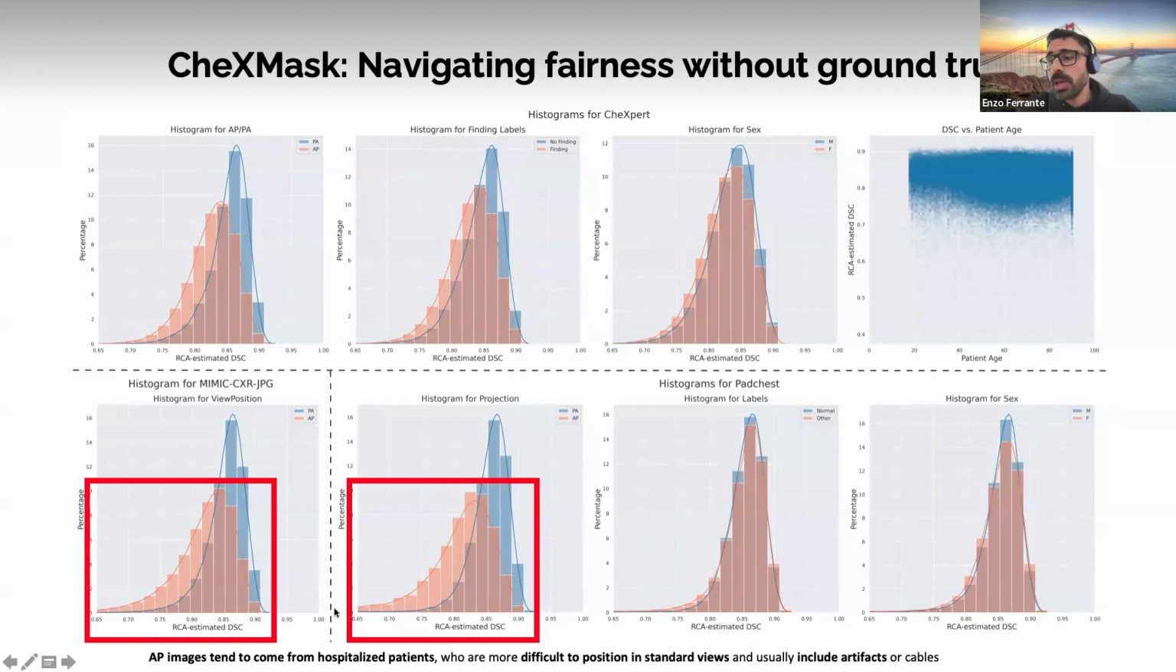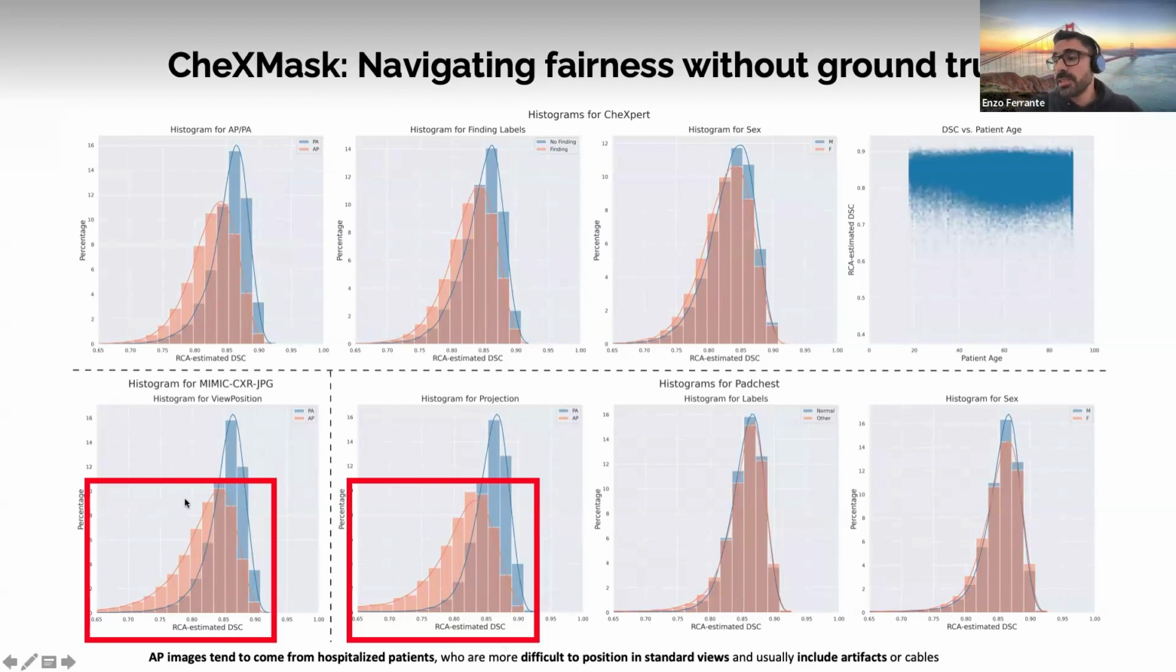And the interesting thing is that when we show these results to the doctors from Hospital Italiano de Buenos Aires, they told us this makes complete sense because AP images tend to come from hospitalized patients, patients who have maybe a lot of cables or artifacts on top of the chest because they are lying on the bed at the moment the image is taken. While images coming from PA are usually patients that just go and take the image and go back home.